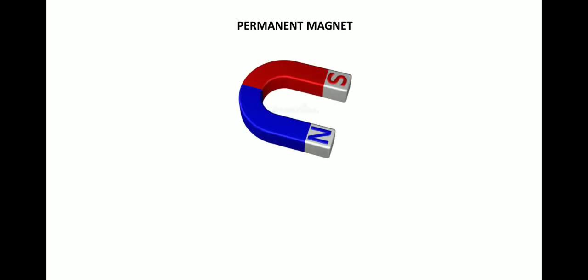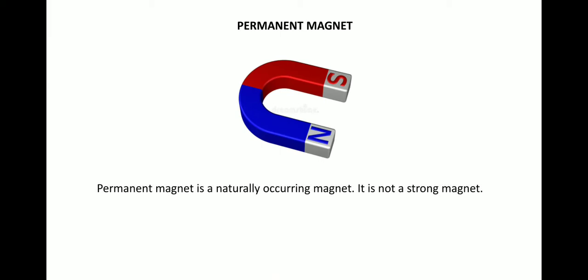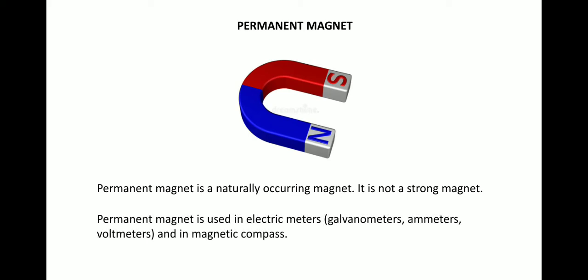Permanent magnet. We all have seen a permanent magnet. A permanent magnet is a naturally occurring magnet. It is not a strong magnet. There might be strong magnets which are permanent magnets, but compared to electromagnets, the strength of a permanent magnet is very less. Permanent magnets are used in electric meters like galvanometers, ammeters, voltmeters, and in magnetic compass.